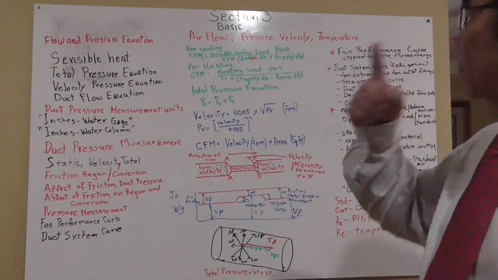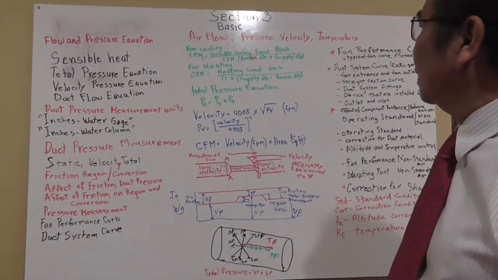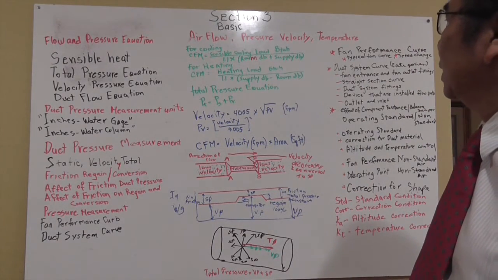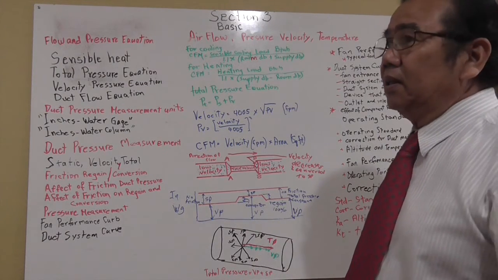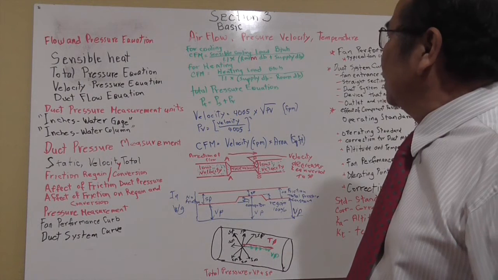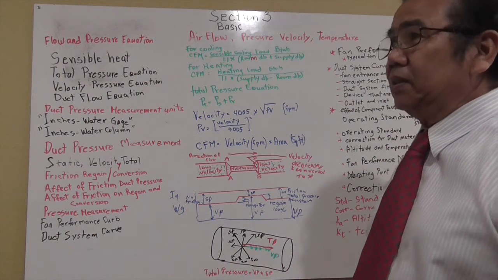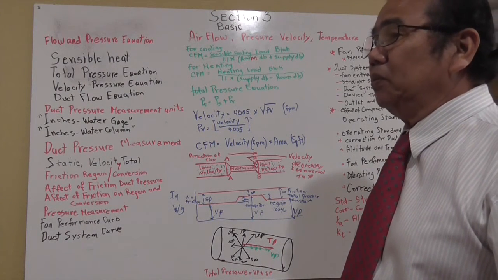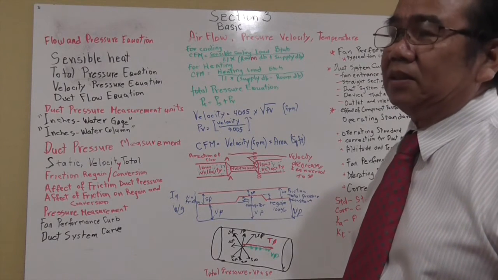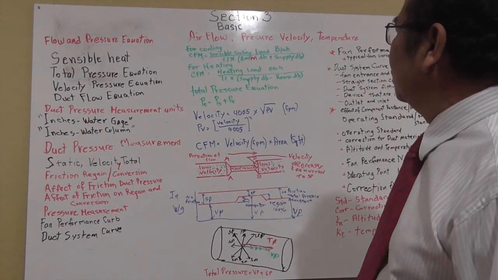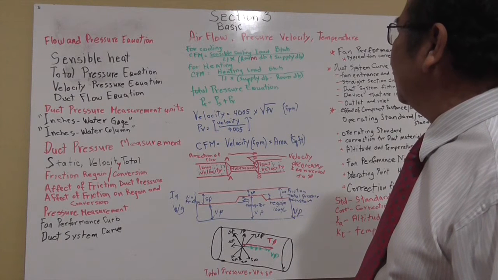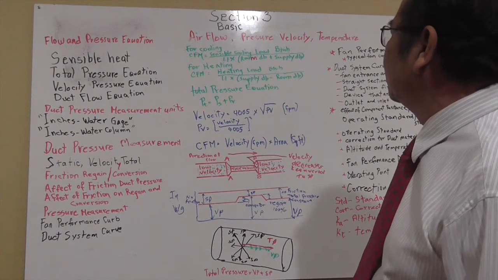Then we're going to go on top over here, where we've got the sensible heat. In order to get the CFM of the particular system, we're going to determine the capacity of the fan that we're going to use. To get that, you must first determine how much CFM we need inside that room.